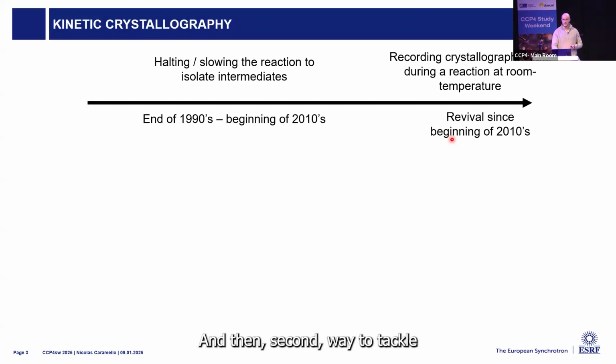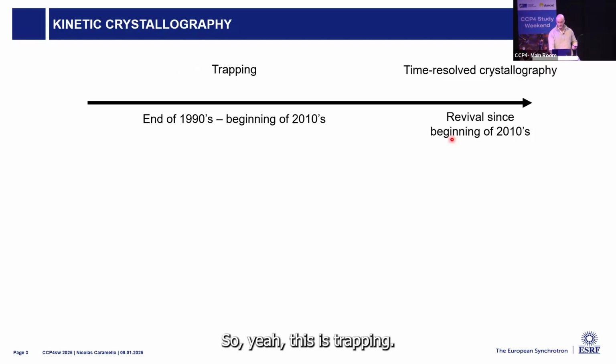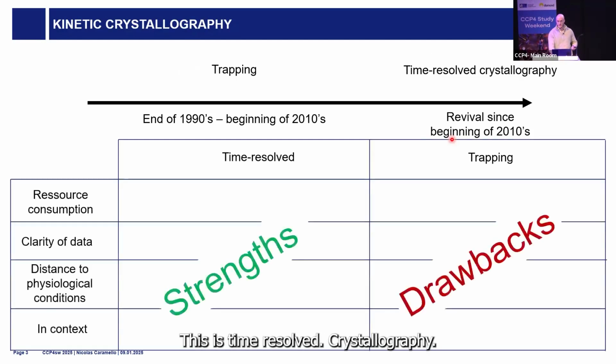And then the second way to tackle this problem is to record crystallographic data as the reaction is going on in real time in the crystal. That's often referred to as time-resolved crystallography, and it has undergone a revival since the beginning of the 2010s with the rise of crystallography at X-ray free electron lasers. So this is trapping, this is time-resolved crystallography. They both have strengths and drawbacks, and I'm going to detail those by explaining a few principles of these techniques.